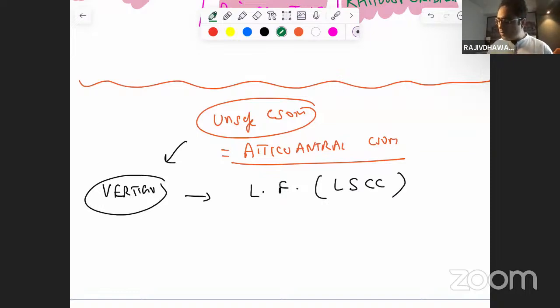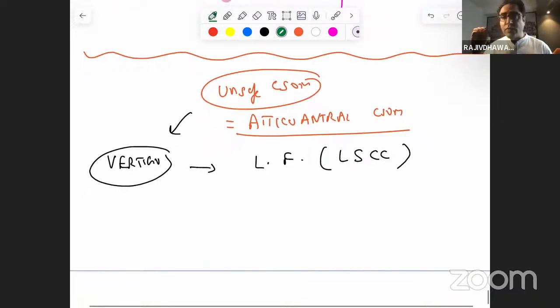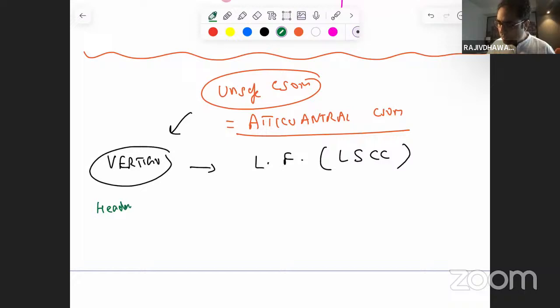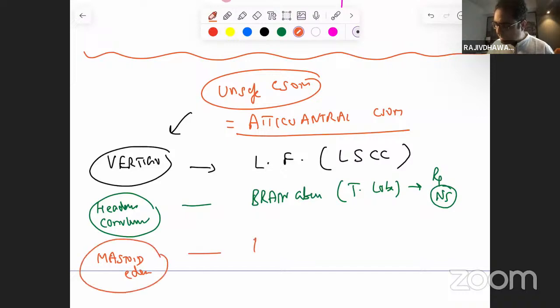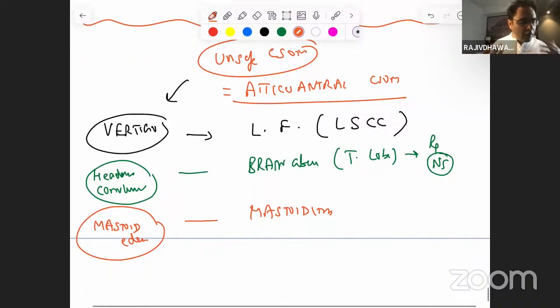Vertigo, think about labyrinthine fistula of lateral semicircular canal, beta. Number 2, headache, vomiting, and convulsions. Think about the brain abscess, beta. And brain abscess due to ear infection is mostly seen in the temporal lobe. And treatment is neurosurgery, beta. Third one, beta, if you see mastoid edema written in an ear discharge patient, think about mastoiditis.